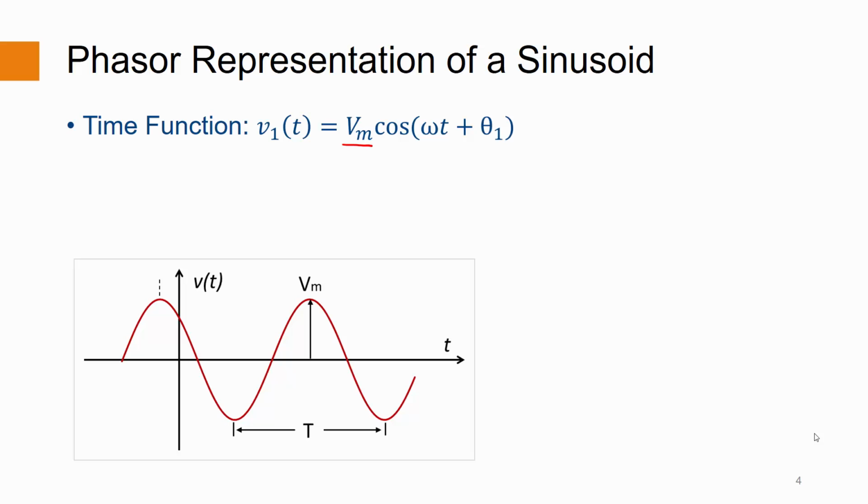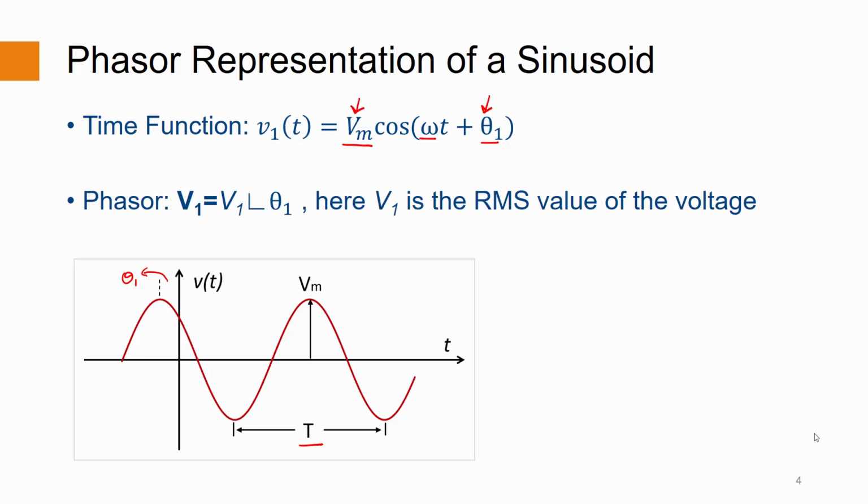Here, Vm is the maximum amplitude of the sinusoid, omega equal to 2 pi f is the angular frequency in radians per second, t is the time, and theta is the phase angle. The frequency is the common parameter for all components in an AC system. Hence, the two parameters that need to be represented are the amplitude and the phase angle. Here, we define the phasor V1 as V1 at an angle of theta. The V1 is the RMS value of the voltage v1 of t.